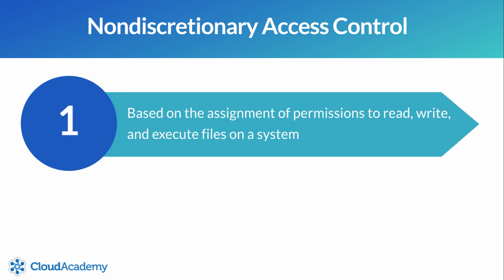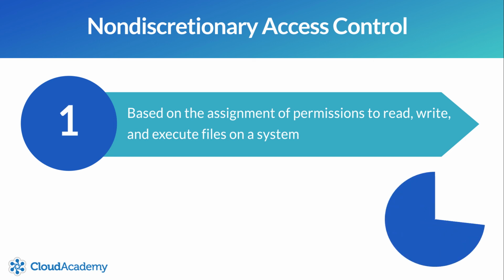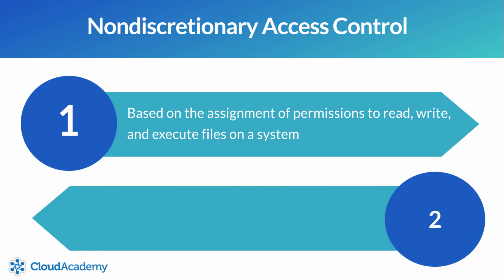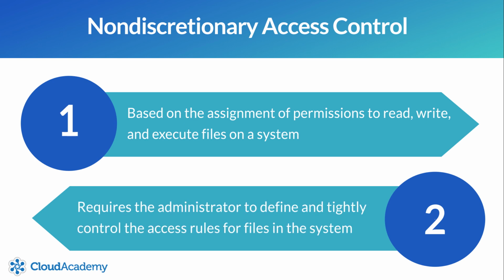In general, non-discretionary access control is based on the assignment of permissions to read, write, and execute files on a system. And it requires the administrator to define and tightly control the access rules for files in the system. In the case of role-based access control, non-discretionary means once the individual person has signed into a role, it is the role that then controls everything that that subject is able to access, and there is no longer any form of discretion.